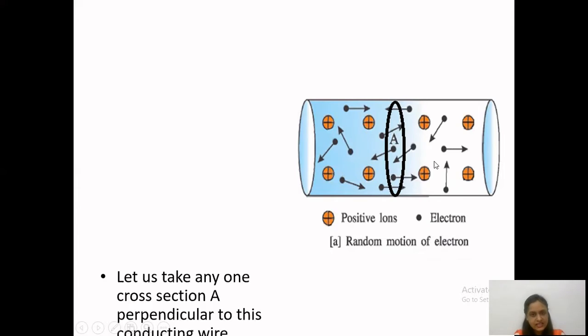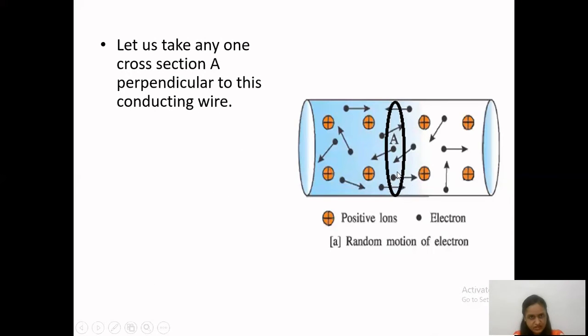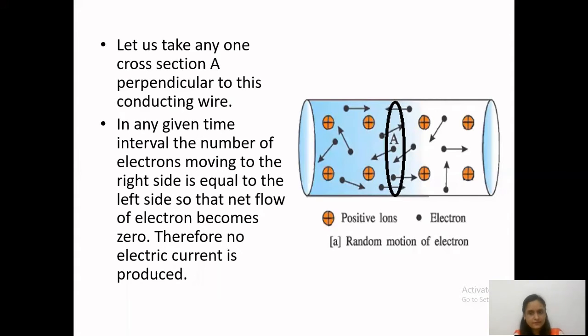Fine. Now let us take a small area of cross section, any area of cross section of this conductor A, and now let us see the electrons are crossing this area of cross section A. So you can see in this figure that some electrons are going to the right side and some are going to the left side. So suppose if you are taking this cross sectional area for a given interval of time t, then the number of electrons going to the right side and the number of electrons going to the left side, they will add up and the total amount of charge will become zero.